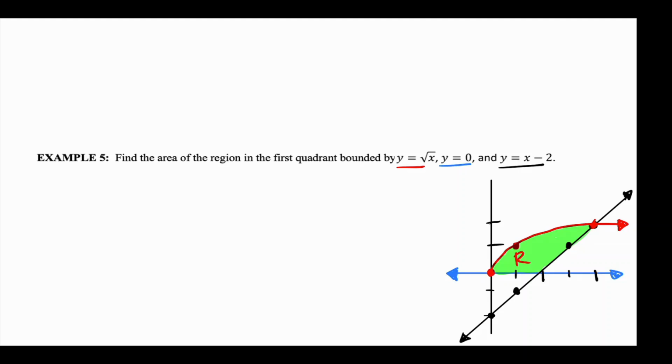Here's my question, though. If you put it into the calculator, you would get 5.3 as an answer. 5.33333 forever, right? Why is that answer wrong? Do you guys know? Because the line for y equals x minus 2 blocks off some of it.